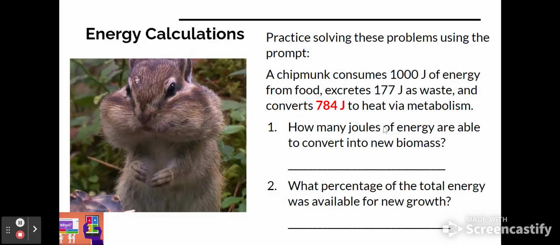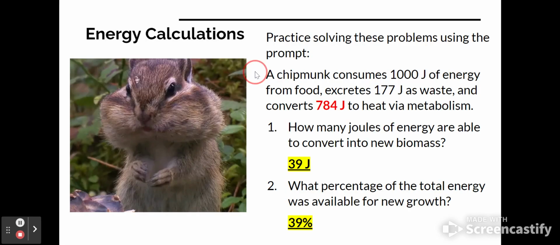So I want you to try solving these problems using the prompt. A chipmunk consumes 1,000 joules of energy from food, excretes 177 joules as waste, and converts 784 joules to heat via metabolism. How many joules of energy are they able to convert into new biomass, and what percent of the total energy was available for the new growth? Go ahead and pause the video and answer the questions. So we had 39 joules that were able to convert into new biomass and 39% available for growth.